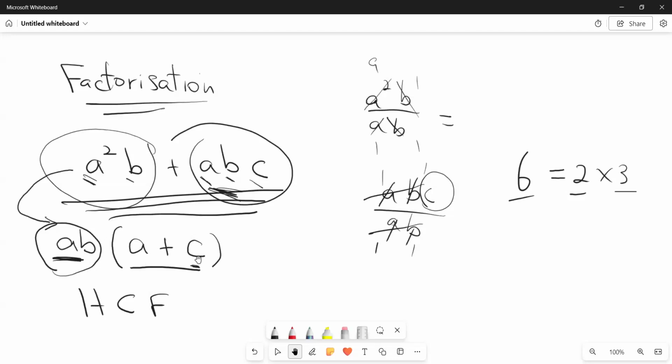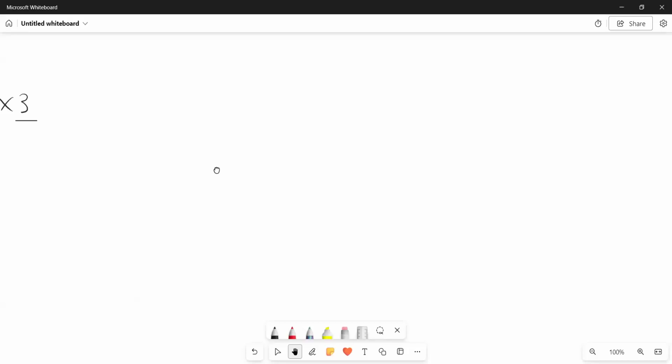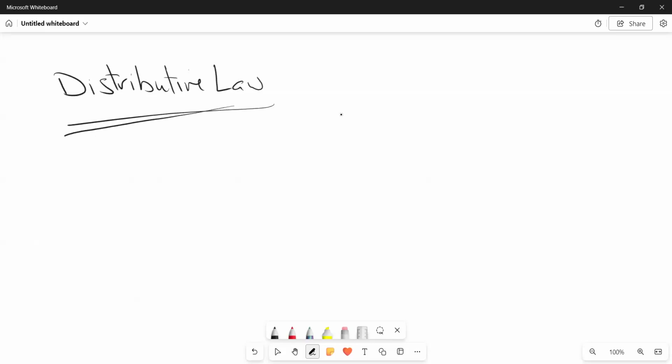And you put whatever is the, what do you call it? The quotient, right? You put a quotient inside of the bracket. Don't worry about the fancy word. Let's go to something to understand this factorization thing. Let's go to something called the distributive law.